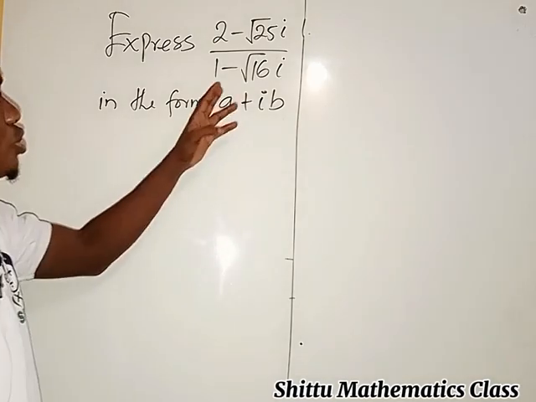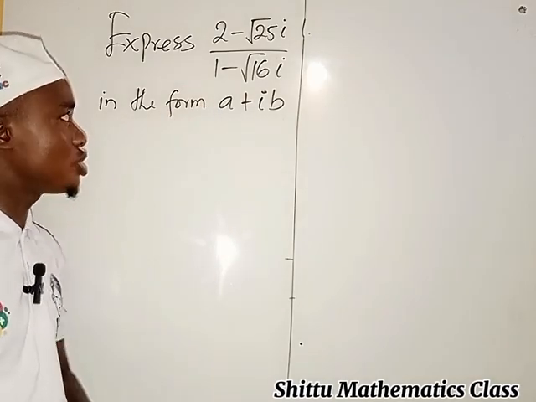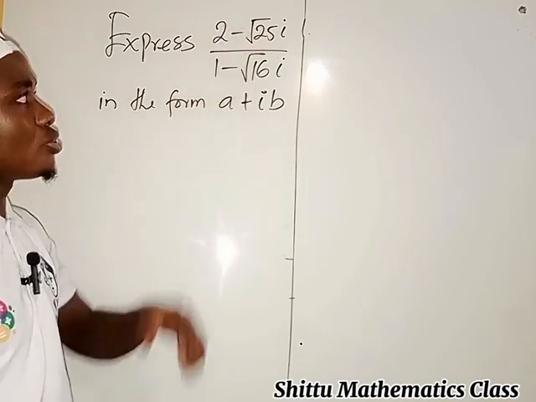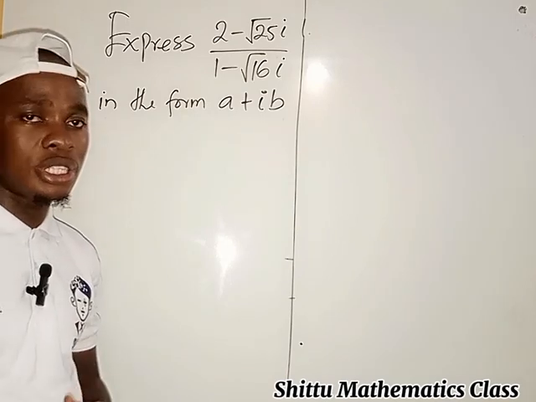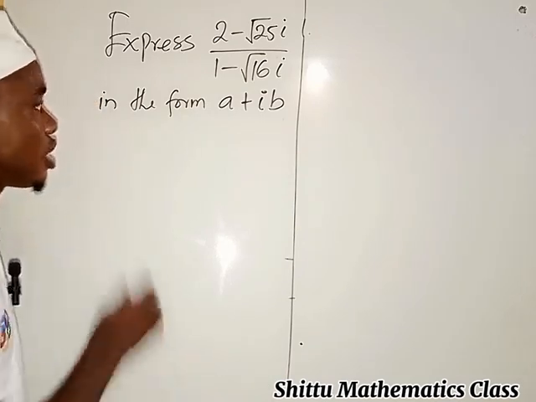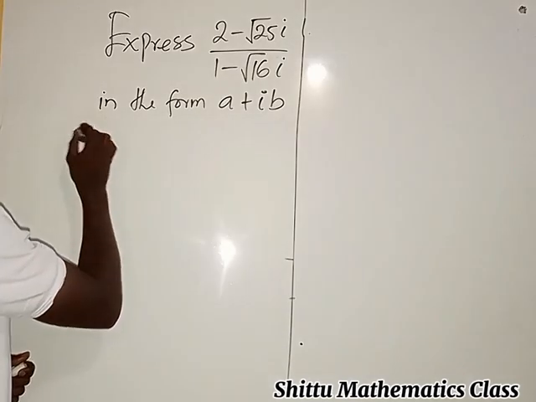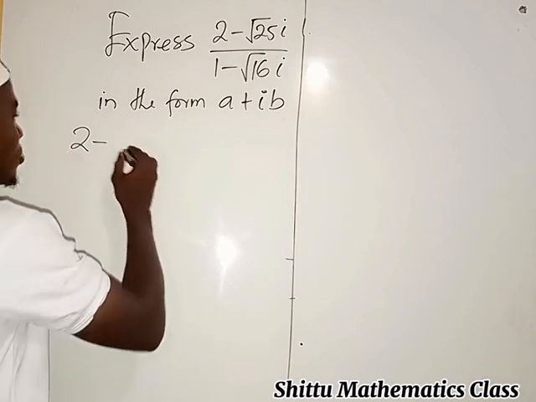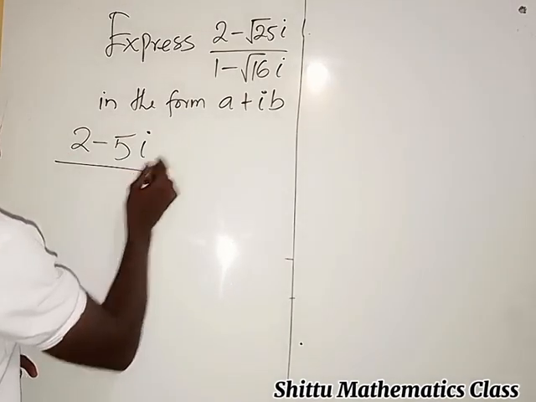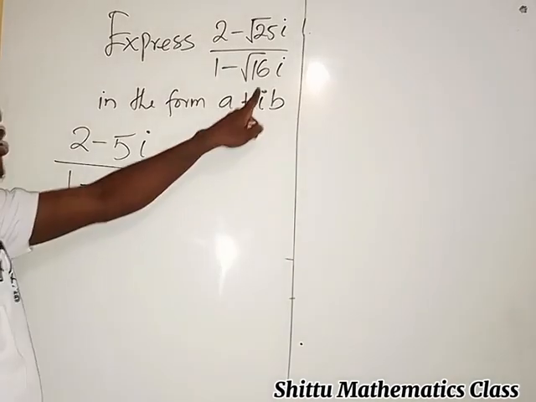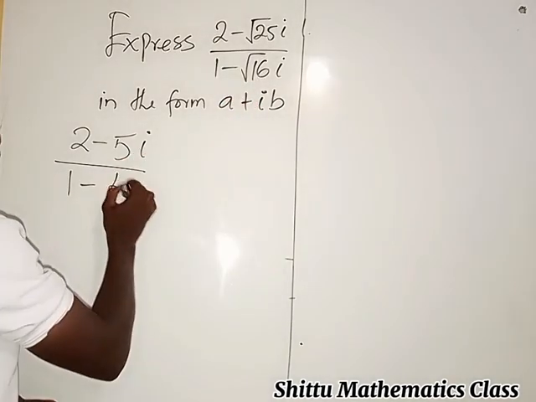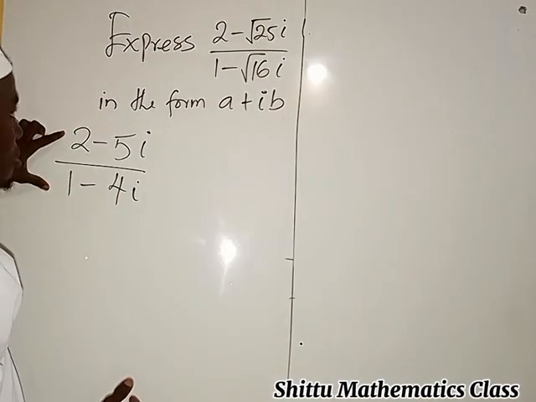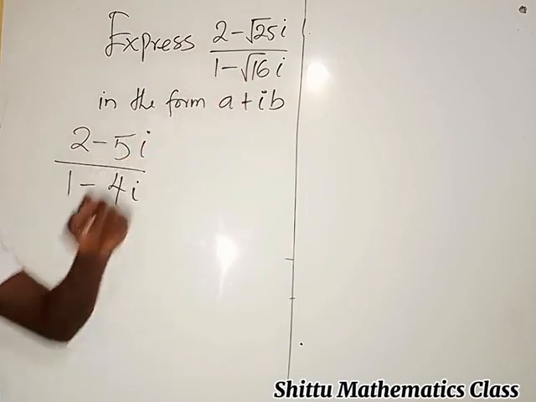So therefore, we are going to be using our surd rationalization, but before that, I would like to reduce this fraction to its lowest form. From here, we can rewrite this as 2 minus, you know that root 25 is 5, so we have 5i. Then divided by 1 minus, here also root 16 is 4, so I can write it as 4i. Can you see? I have reduced this by taking the square root of 25 and 16.